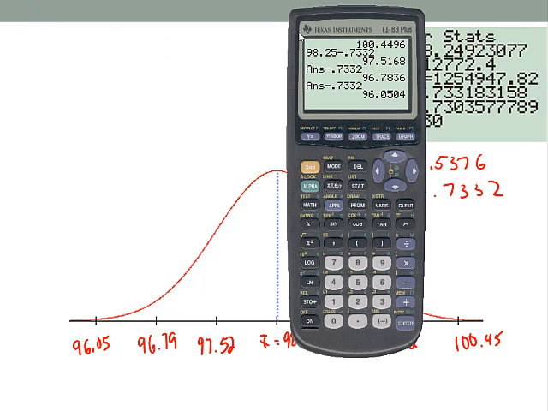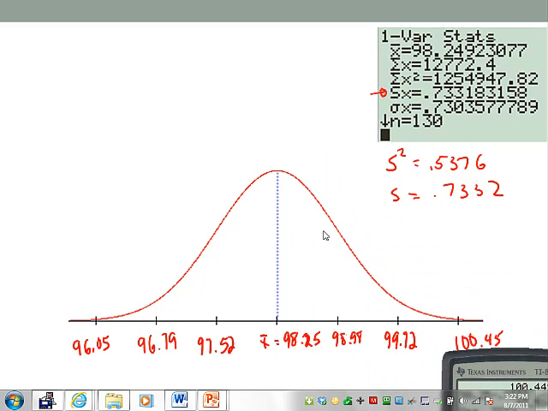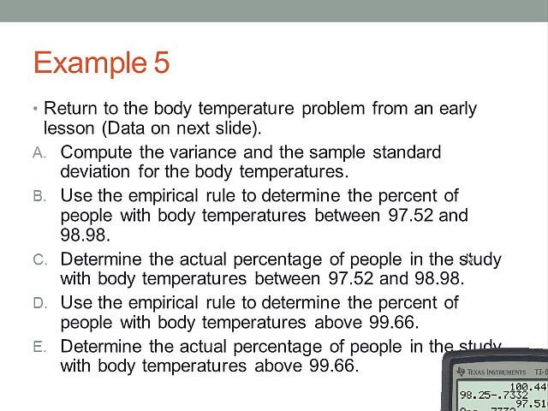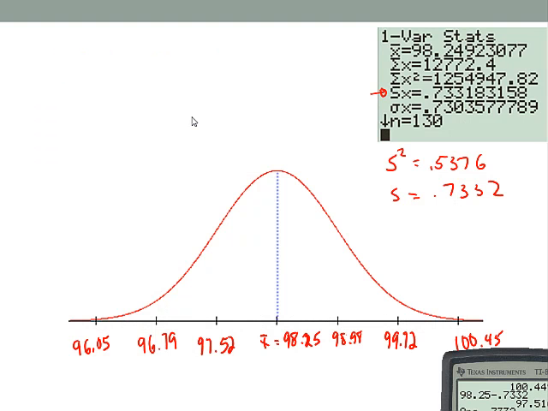Okay, let's move this down a little bit. Now I need to go back and look at what the question was. Okay, so we computed the variance and sample standard deviation. Using the empirical rule to determine the percent of people with body temperatures between 97.52 and 98.98. Okay, so we're looking at this right here again, right? And what do we know about that percentage? That is 68%, approximately.